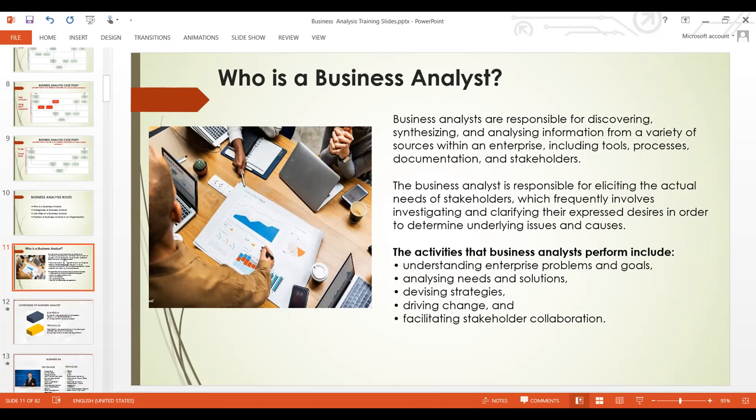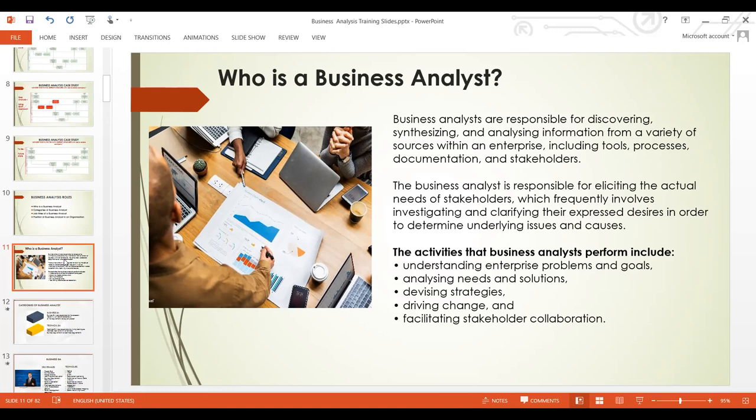In a simpler language, you are the one that gathers requirements, documents requirements, analyzes requirements, and makes recommendations for the stakeholders. So that is what a business analyst does. Once you come to the organization, the first thing is you gather requirements. When you talk about eliciting or elicitation, it means gathering requirements. When you say requirement elicitation, it means requirement gathering. So you gather requirements from stakeholders, you analyze them, and then after analyzing, you come up with a solution. And that solution, you recommend to the stakeholders.